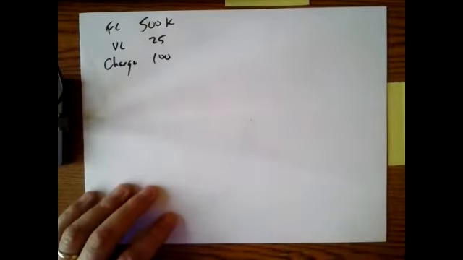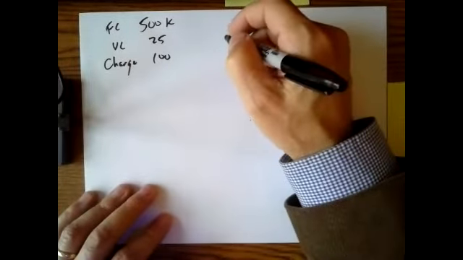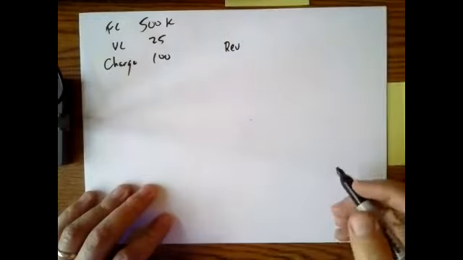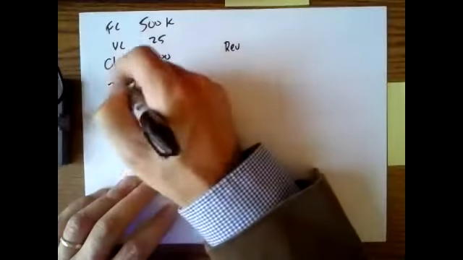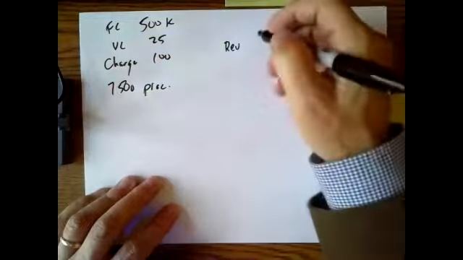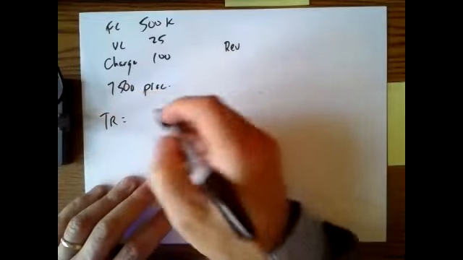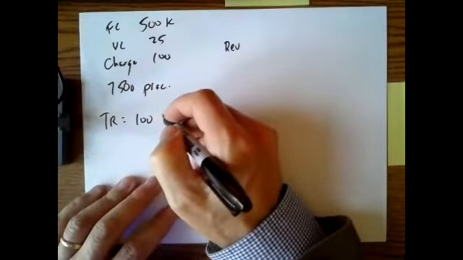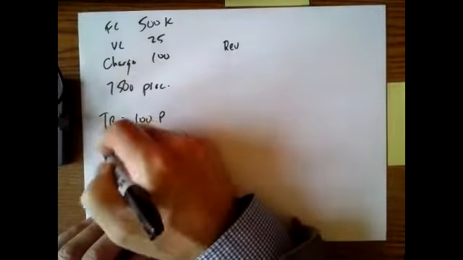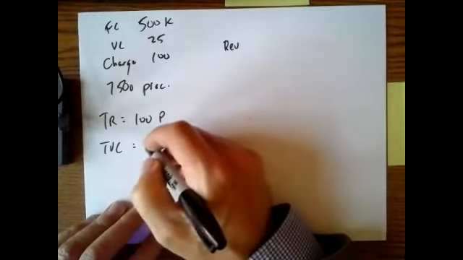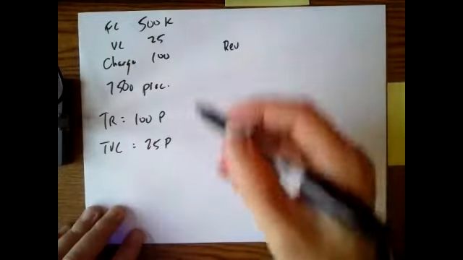projected P&L statement. In order to do that, we need to know first what their revenues are going to be, and our base case is based on 7,500 procedures. So the revenue function, total revenue, is going to be 100 times the number of procedures P. Total variable cost is going to be 25 times the number of procedures. And fixed cost is, of course, fixed.